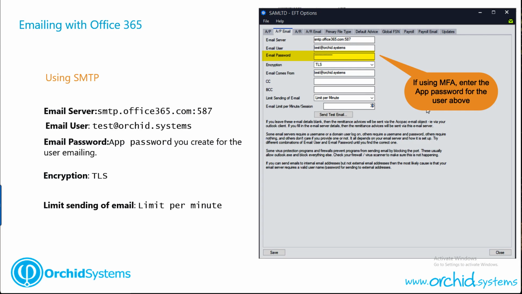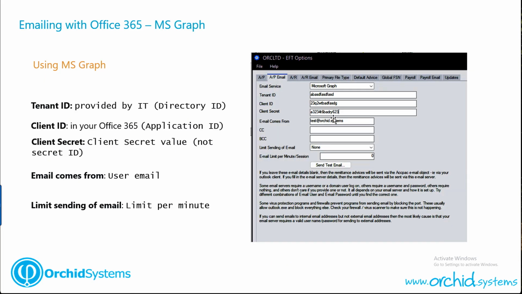If Office 365 has completely disabled SMTP, then you need to use Microsoft Graph like you do in Sage 300 Company Profile. Your tenant ID and your client ID are in your Office 365 subscription. Sometimes they're also known as Directory ID or Application ID. You can find them in your Microsoft Entra, or it's generally provided by IT.